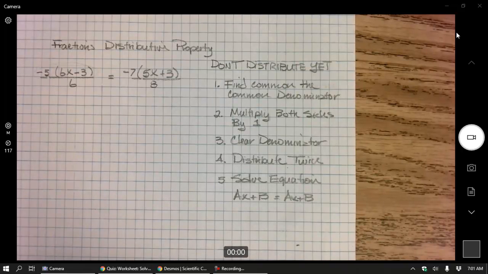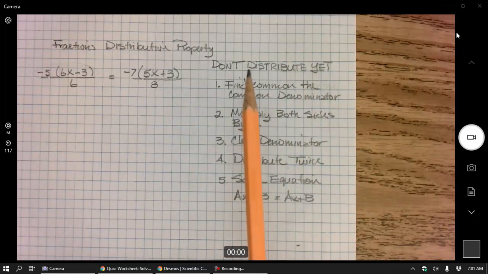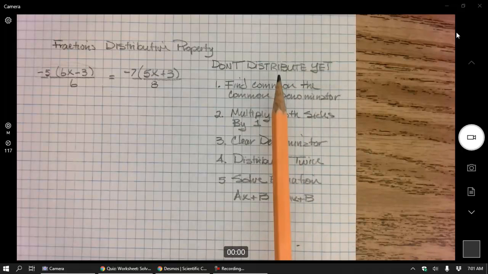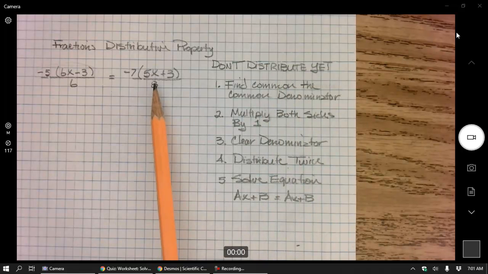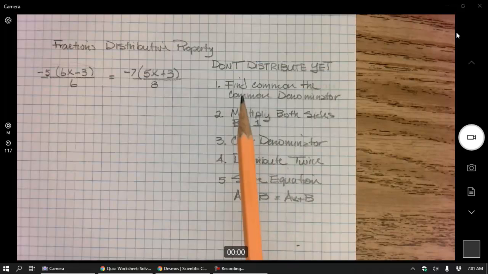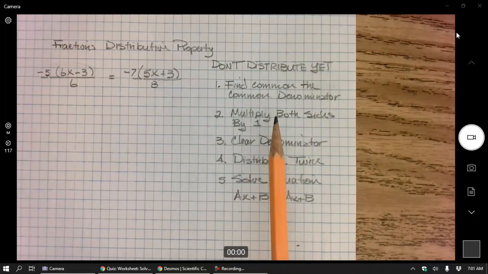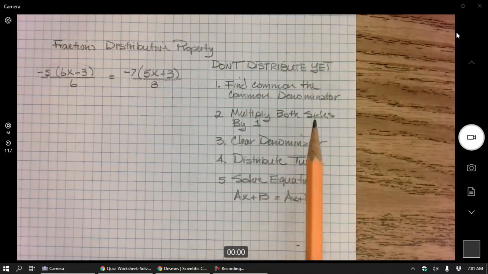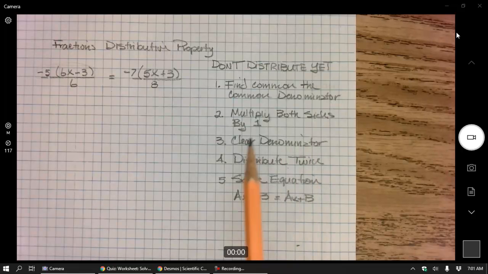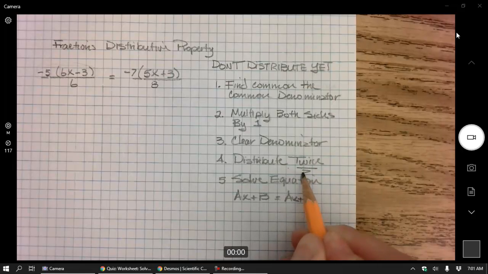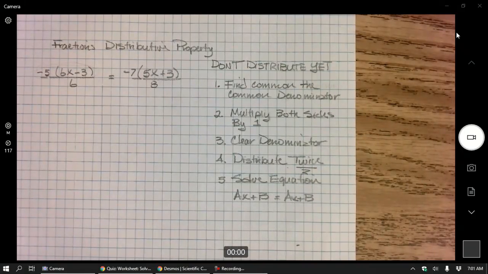Now, one thing that you've always been taught in math is that you always need to distribute first. Well, on this type of problem, we don't want to do that yet. We want to wait until we clear the denominator. And so everything else is the same way. We want to find a common denominator first. We're going to use multiplication by 1 to both sides to clear our denominator. And once we do that, we're going to end up having to distribute. And what's different about this is you basically have to distribute twice.